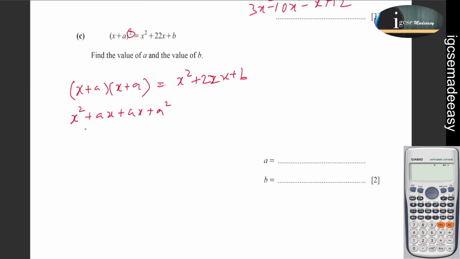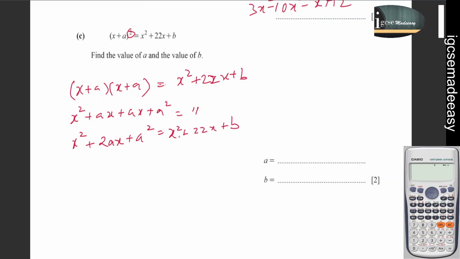So further, if I solve it, I'll be getting x square plus 2ax plus a square, right? That is equal to the same thing. I can write it here itself, the same thing: x square plus 22x plus b.